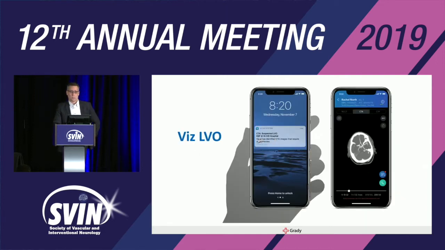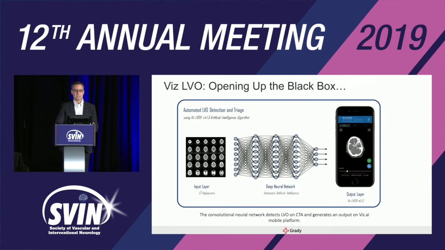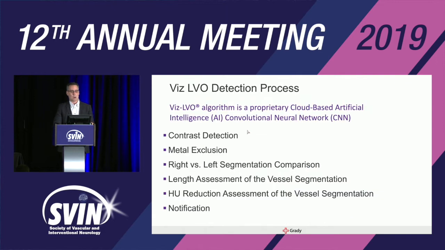So starting with the Viz LVO, again, the idea here is to create this parallel universe to expedite the times to treatment. But I was always curious to understand how does this actually happen, right? Here is what you typically show. We have an input layer, you have the deep neural network, and you have an output layer. But how does this deep neural network actually work? What happens in the black box?